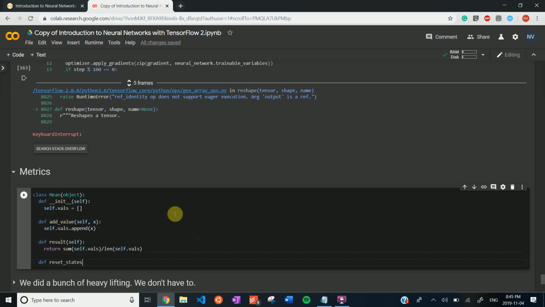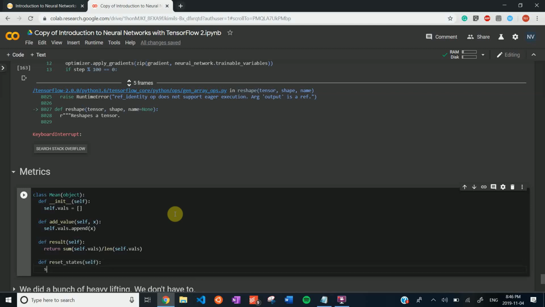And we're also going to make a function called reset states. So we only want to compute the average over a certain number of steps. After we compute this average, we can just throw away the old data and get the new stuff.